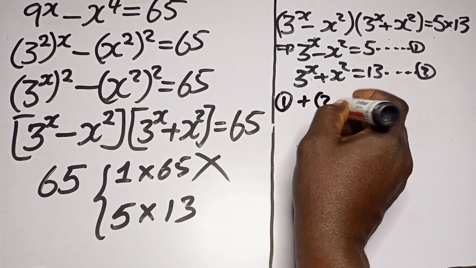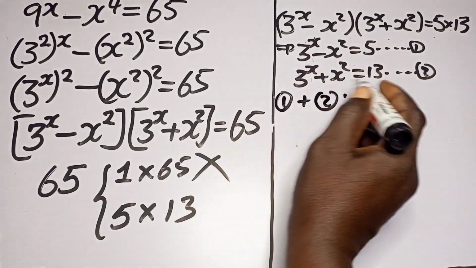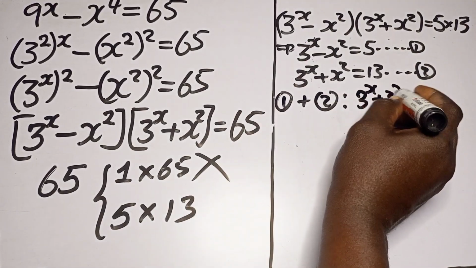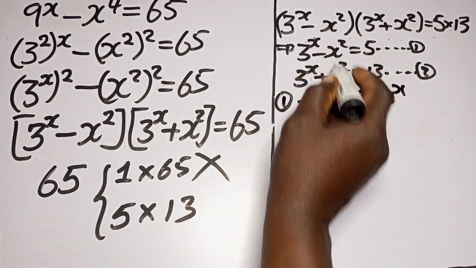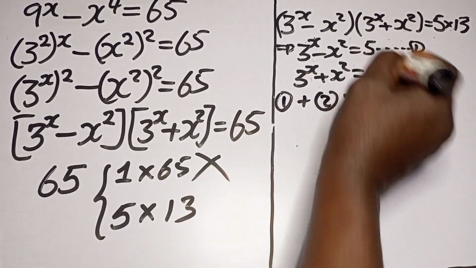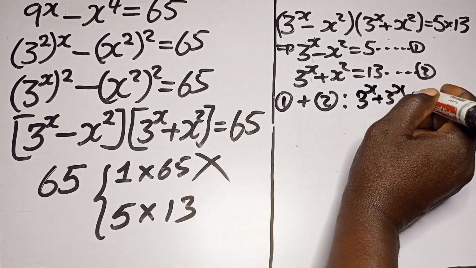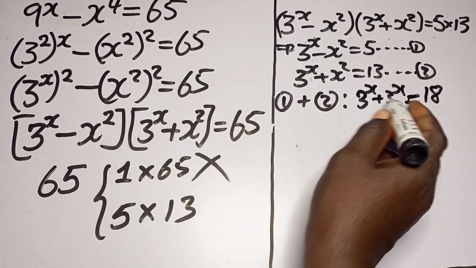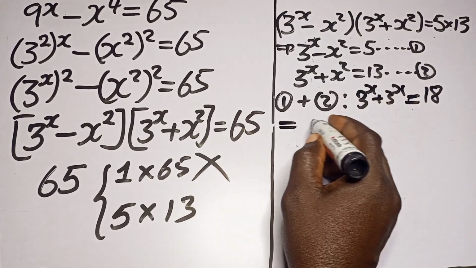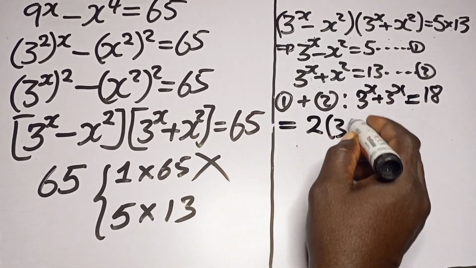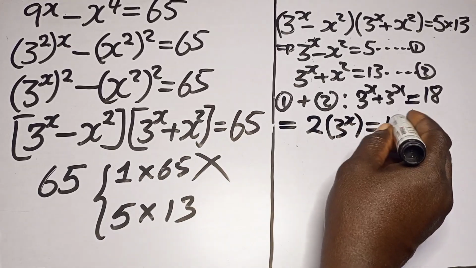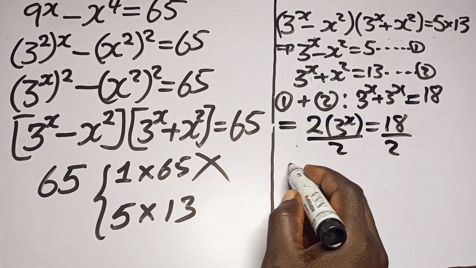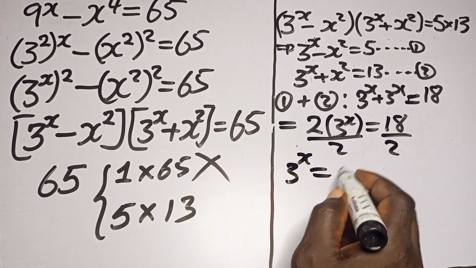Equation 1 plus equation 2, when we add them up, we're going to have 3 to the x plus 3 to the x. And then, of course, this one just gives us 0. And then 5 plus 13 will give us 18. 3 to the x plus 3 to the x, there are two of them. So we're going to have 2 times 3 to the x is equal to 18. If we divide both sides by 2, we obtain 3 to the x is equal to 9.